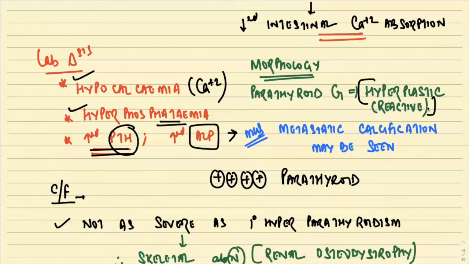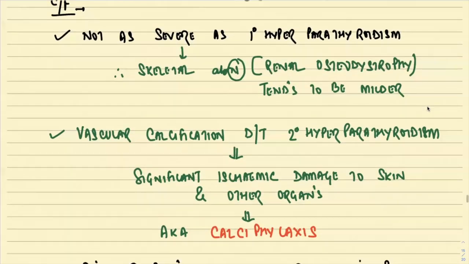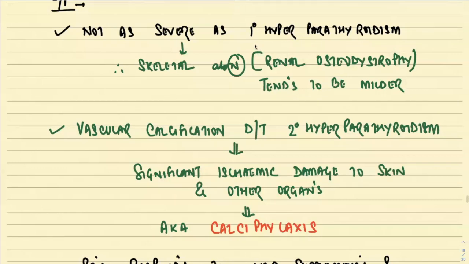Is this a tumor process or a non-tumor process? I'm asking, is this a neoplastic or a non-neoplastic process? Non-neoplastic. Very good. The clinical features of secondary hyperparathyroidism are not as severe as for primary hyperparathyroidism. The skeletal abnormalities tend to be milder. The skeletal abnormalities we see in secondary hyperparathyroidism are called renal osteodystrophy, and this is much milder.